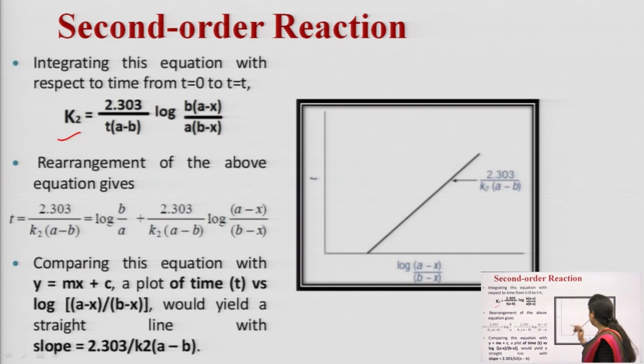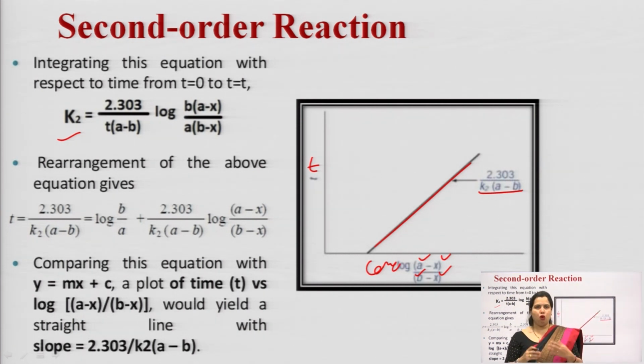So, K2 for second order, with A minus B, the slope represents this t, and this is the concentration change, log (A minus x)/(B minus x), with the initial concentrations and the drug changed or degraded. So, by taking the difference amount, we can have this type of slope when we plot these values, and this type of plot we can have for second order reactions.